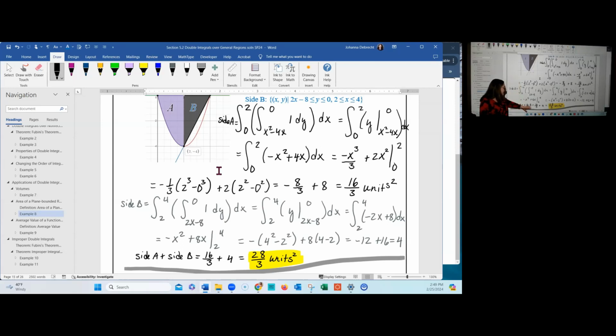Then we add side A and side B together, which gives us 28/3 square units for the area between the parabola, the line, and the x-axis.